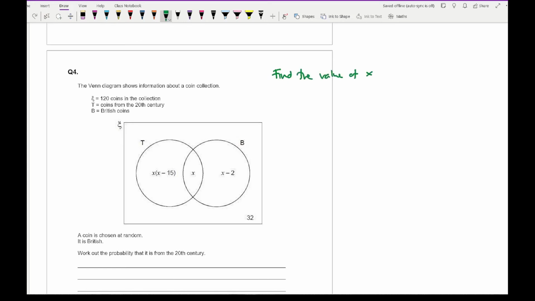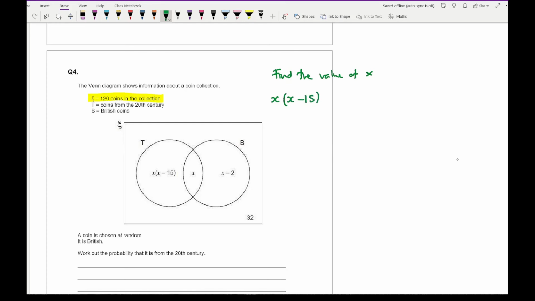Now to do this, we're going to use this top bit of information that all the numbers in the Venn diagram have to add up to 120. So if we add up all the 4 different sections of the Venn diagram and make that equal to 120, we should therefore be able to work out what x is going to be.